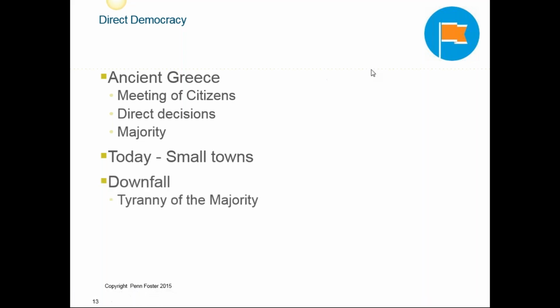And in terms of a downfall of direct democracies, there is something called the tyranny of the majority. What we mean by that is that there's a very large opportunity for the majority within a direct democracy to take away rights from the minority. So if the majority wants certain rights for themselves, or wants to take rights away from minority opinions, minority ethnic groups, minority cultures, it is very easy for a direct democracy to take away those rights.